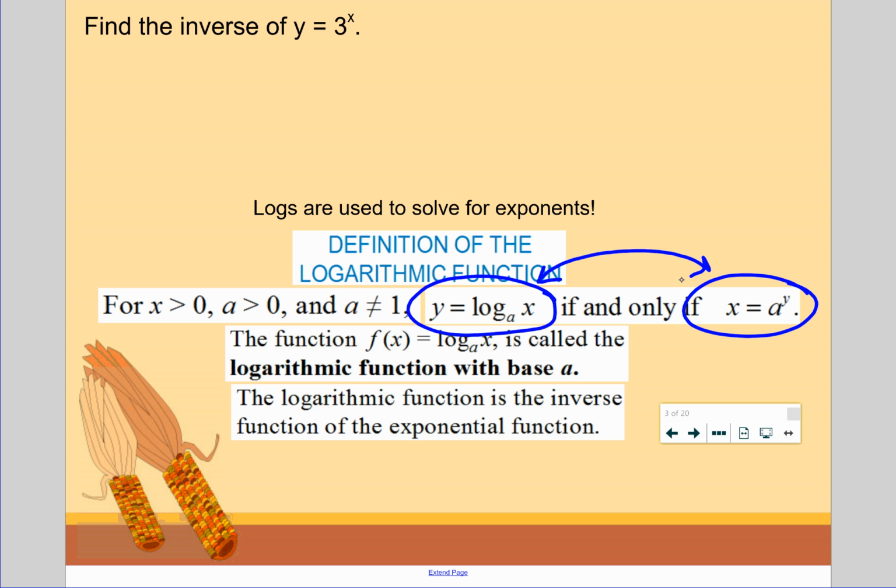What I want you to notice is when we write something in logarithmic form, the exponent is what's a log. So writing something as a log allows us to solve for that exponent. That's what we're trying to do here. Okay. So the first thing we're going to practice today is just how to write logs as exponents and exponents as logs. It's kind of getting used to transferring between the two.